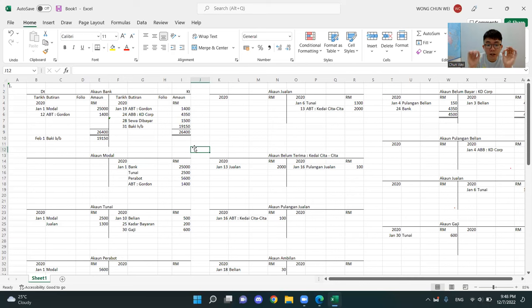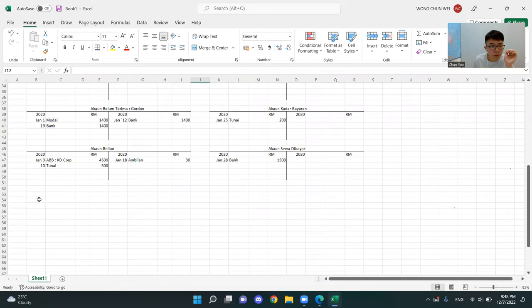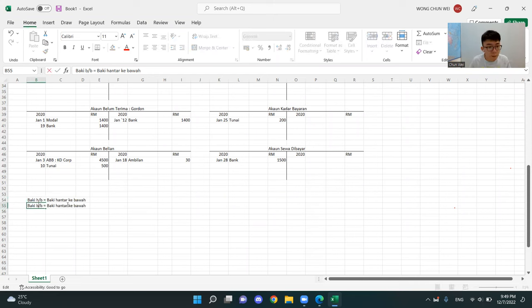And what is HB? Baki HB means Baki Hantar Bawa, and Baki BB means Baki Bawa ke Bawa. And I think we already did this in Buku Tunai, right? All right, so you actually do the same thing for Buku Tunai and here, all right, the HB and BB, Hantar ke Bawa and Bawa ke Bawa.